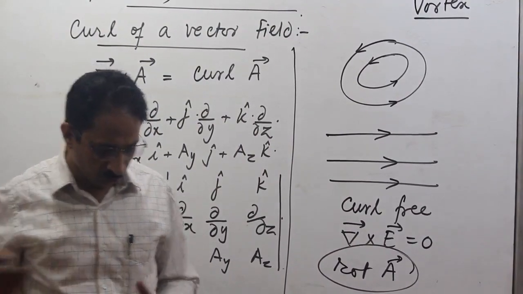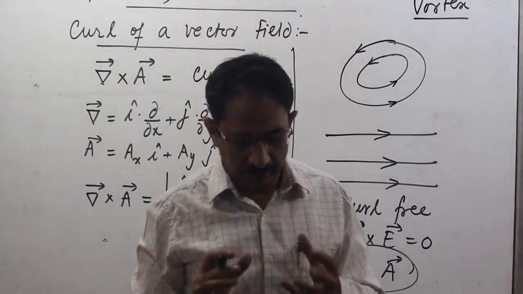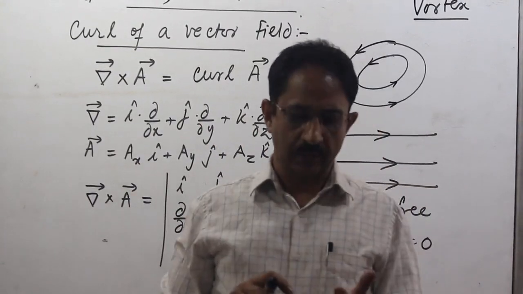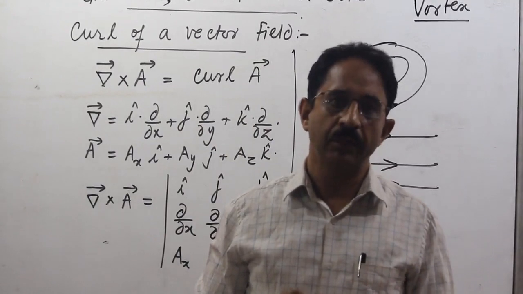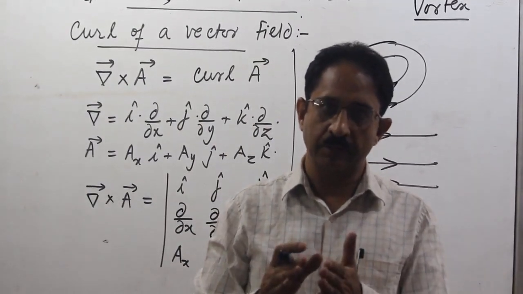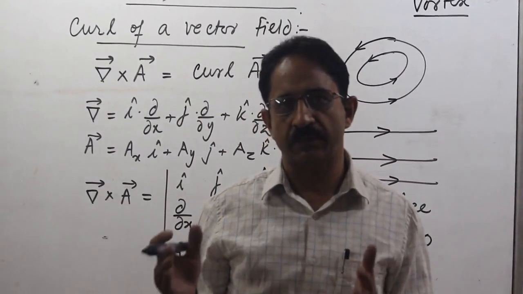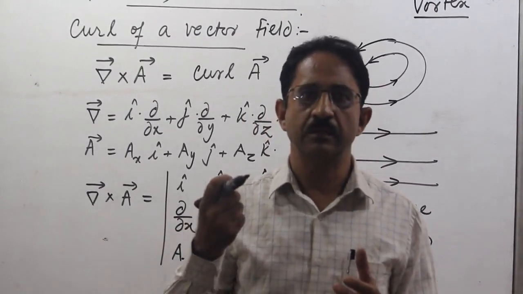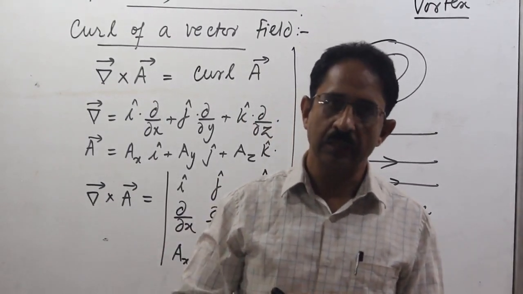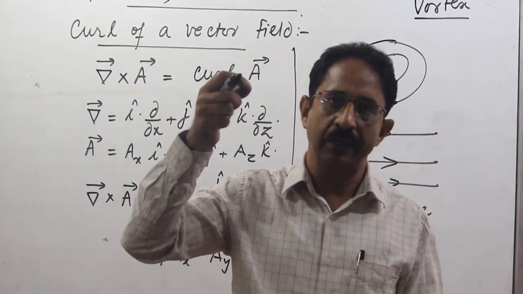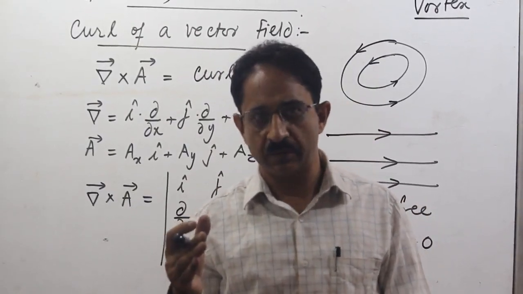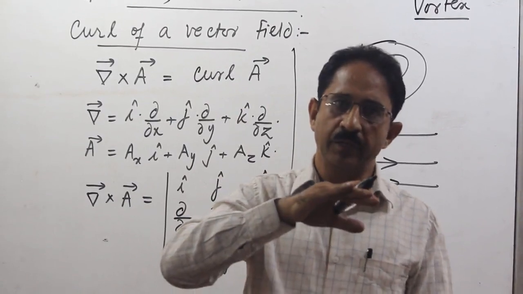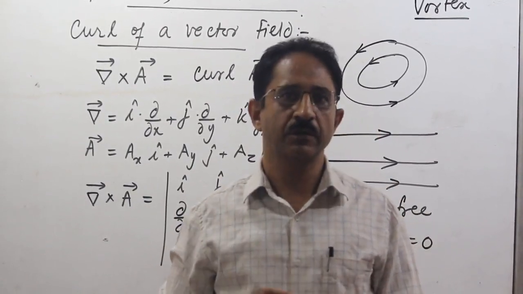So in this whole lecture, we have understood that there are three very important operations which can be carried out with the del operator. If we place the del operator and place a scalar function in front of it, we get its gradient. Gradient is the rate of change in a certain direction, which gets maximum when you move perpendicular to the level surface. Level surface is where the scalar function has constant value.